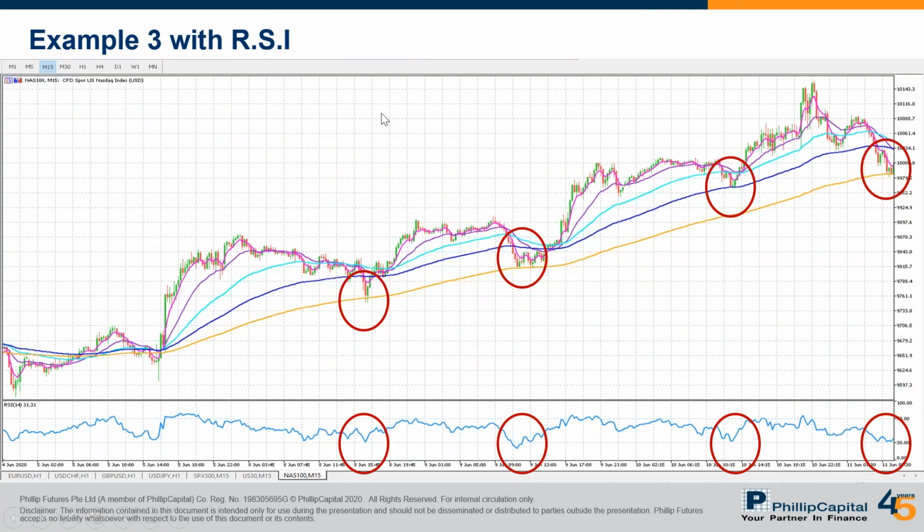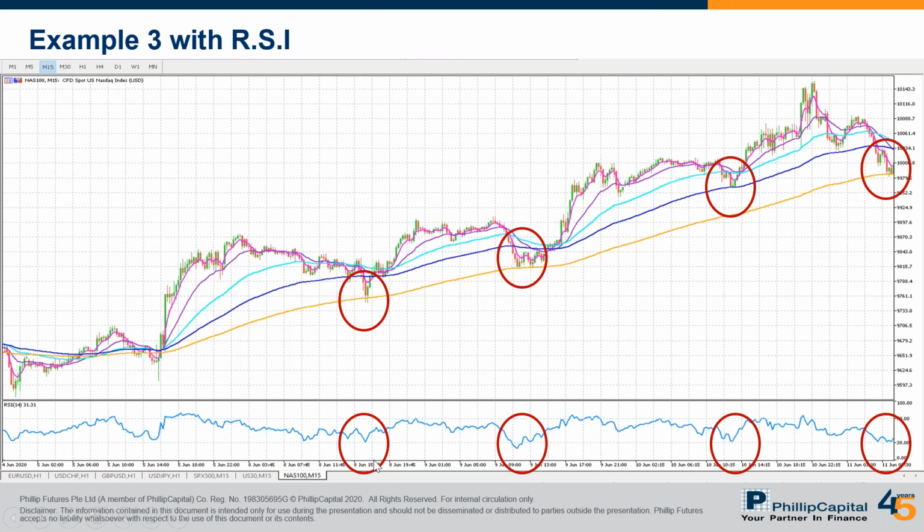Let's take a look back at this example. Now we add in the RSI. So you can see the RSI below the chart. And just to recap, for the RSI, below 30 is an indication of a temporary oversold, meaning prices are coming down too fast and maybe oversold. Above 70 is an indication that prices are overbought, going up too fast and overvalued.